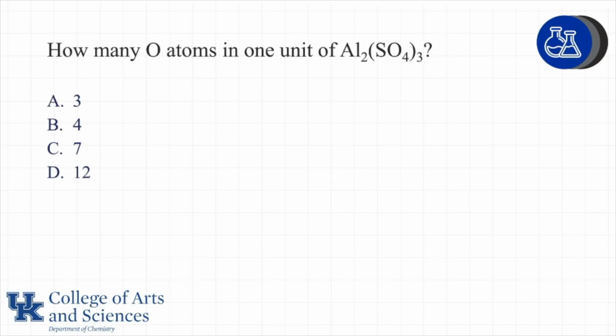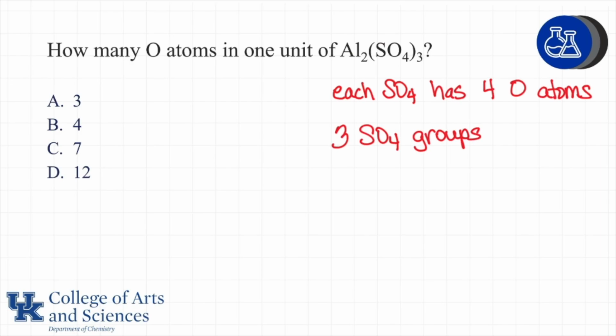How many oxygen atoms in 1 unit of aluminum sulfate? Each sulfate has 4 oxygen atoms, and there are 3 sulfate or SO4 groups. Therefore, we have 12 oxygen atoms in 1 unit of aluminum sulfate.